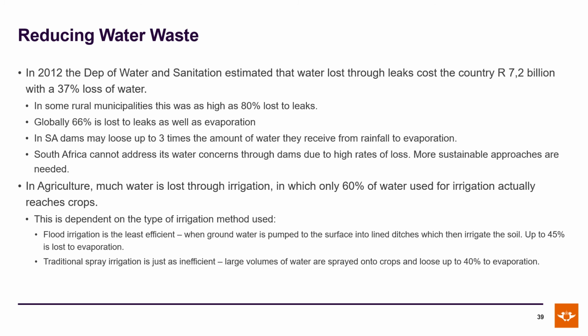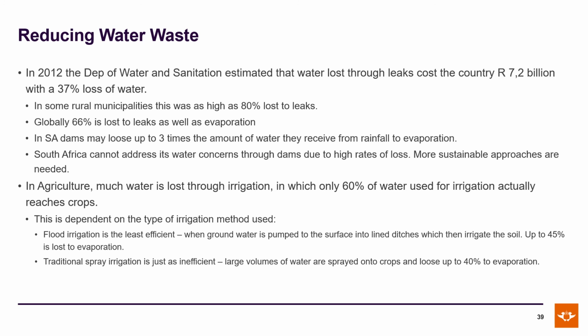And so in agriculture, most of the water is lost through irrigation, in which only 60% of water used for irrigation actually reaches crops. Okay, but this is in general, not specific to South Africa, because water loss related to irrigation is dependent on the type of irrigation method that you use. One of the least efficient types is flood irrigation, in which groundwater is pumped to the surface into lined ditches, which then irrigate the soil. Up to 45% of your water can then be lost through evaporation. And another inefficient system is traditional spray irrigation, in which large volumes are sprayed onto crops, and this can lose up to 40% of the water used.